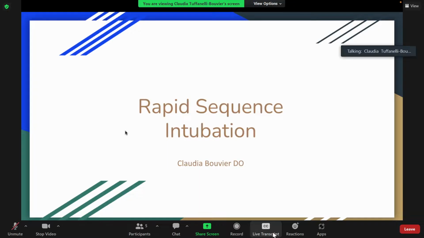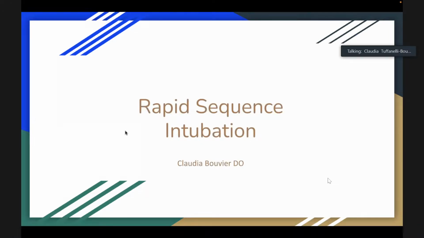Non-invasive positive pressure ventilation, so BiPAP or CPAP or high flow nasal cannula, if those things are not working and you have to intubate a patient. Just so you guys know, next week we're going to talk about some of the adjuncts for rapid sequence intubation, so difficult airway and other things you can do.